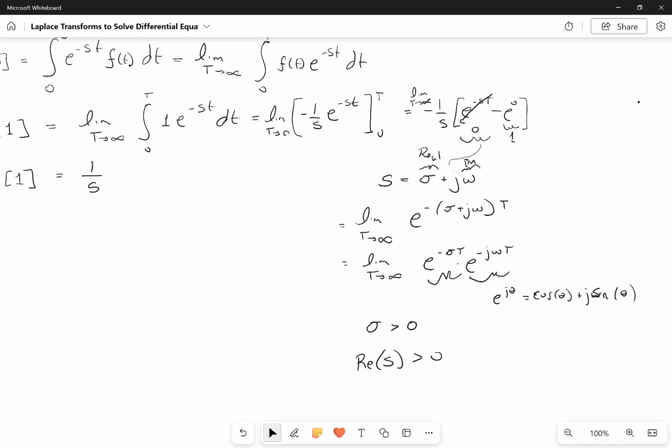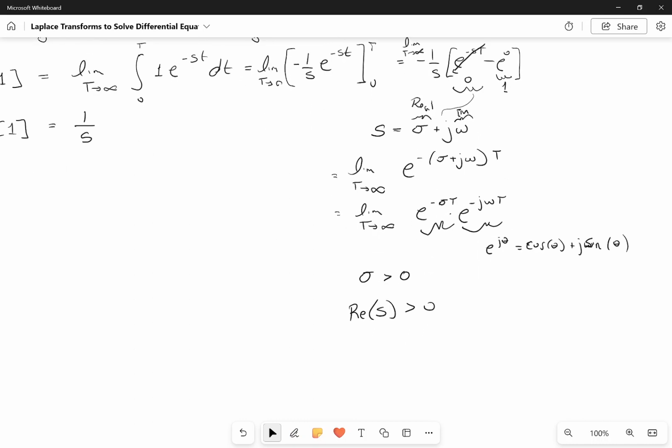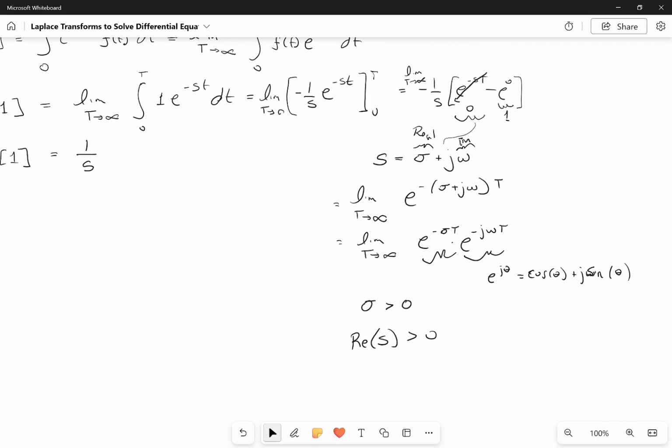So what we have here is basically a requirement on s. This is going to give us what we call the region of convergence.